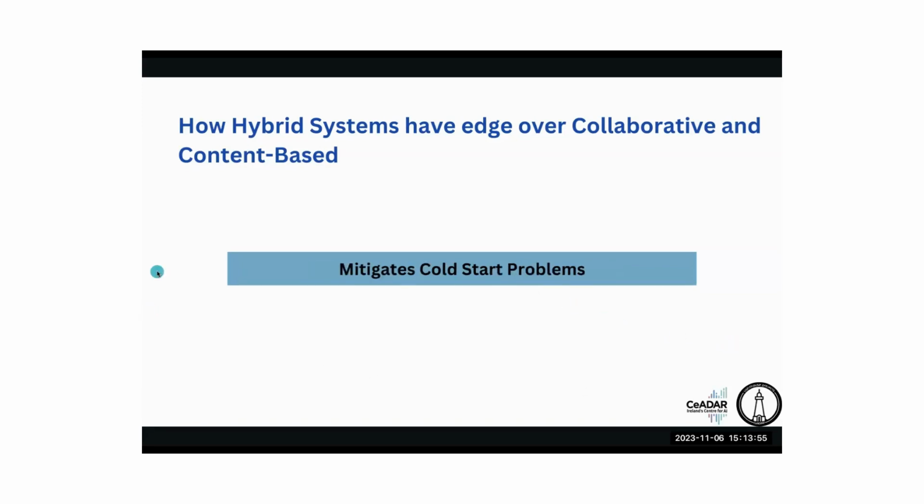Here we are also mitigating a big problem, the cold start problem. As I said earlier, the cold start problem occurs when there is limited or no historical data for new users or items. By using content-based recommendations for the new items, and with collaborative filtering already established by the system, it can provide relevant suggestions. That's the biggest edge of hybrid systems when compared with collaborative and content-based systems.